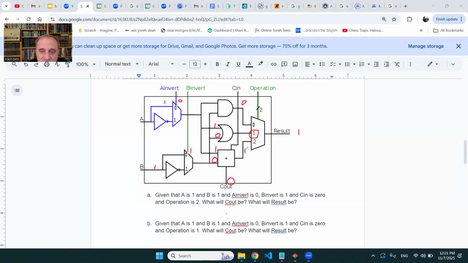So notice that the result is exactly the same in this case. It doesn't have to be the same. Don't learn from this that every OR is the same as every add. But you do see that in this case, I got the same result. 1 and 0. And that's what's written in the answer.